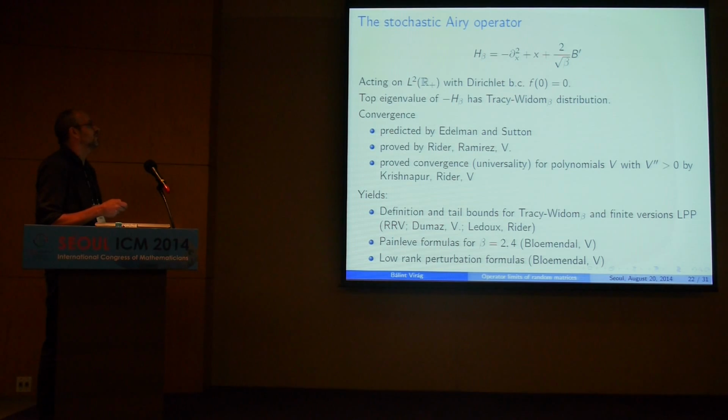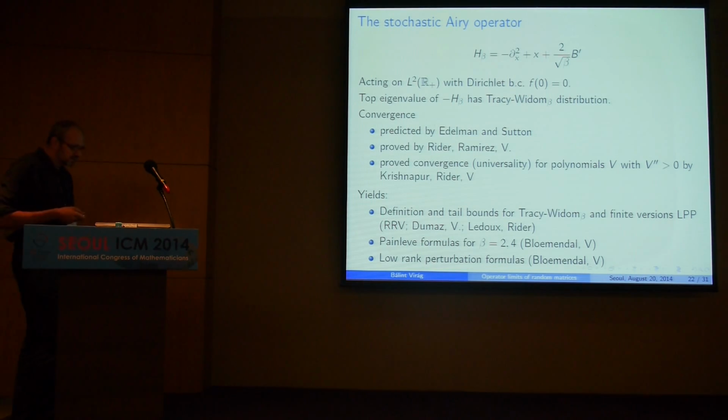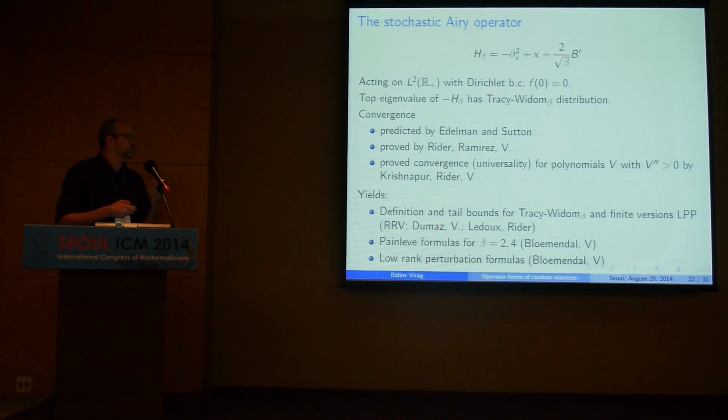So you have to have B0 at 0. So this was the top edge. So we took this limit of this operator in this window of size n to the 1/3, and what it gave us is the limit of the top edge of the spectrum. So this operator has eigenvalues which are limits of the top edge of the spectrum. In particular, the top eigenvalue of minus h beta has this Tracy-Widom distribution, which is the limit of the top eigenvalue distribution of the random matrix.